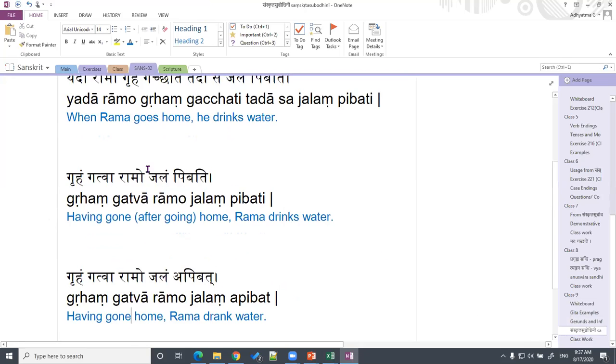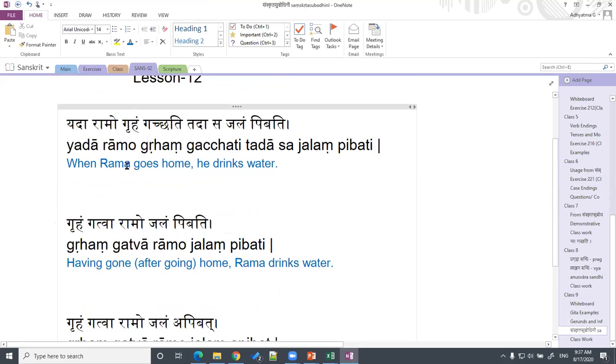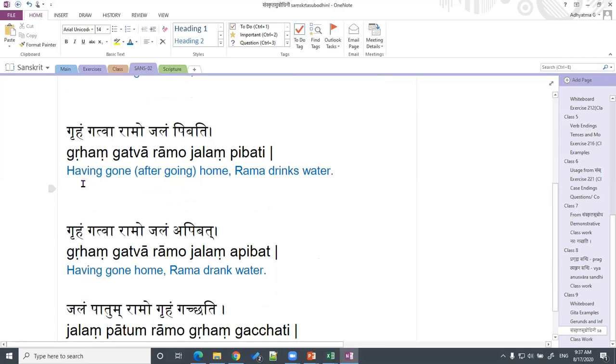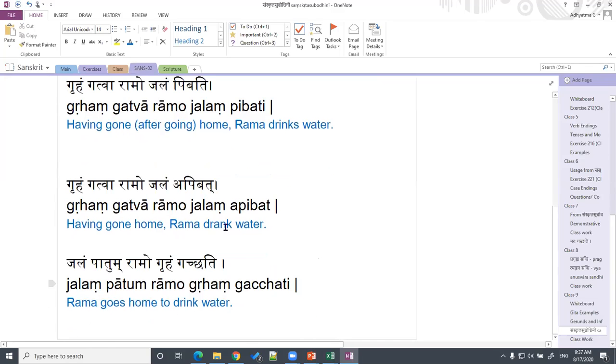But there is a subtle difference in the way you make the sentences. So whether you use this kind of clause, when he goes home, he drinks water, or you say, having gone home, Rama drinks water, or Rama goes home to drink water. So there are definitely certain differences in the way you form the sentences, but they can also be formed interchangeably in many instances.